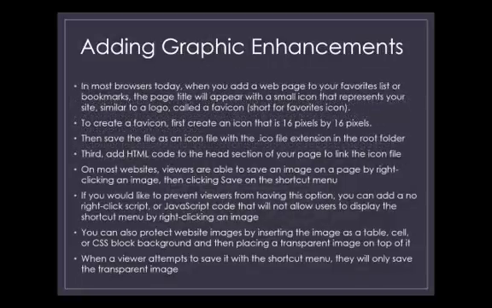To create a favicon, first you're going to create an icon that is 16 pixels by 16 pixels. Then you're going to save the file as an icon file with the .ico extension in your root folder. Don't save it in a subfolder such as assets or images because it won't link that way.